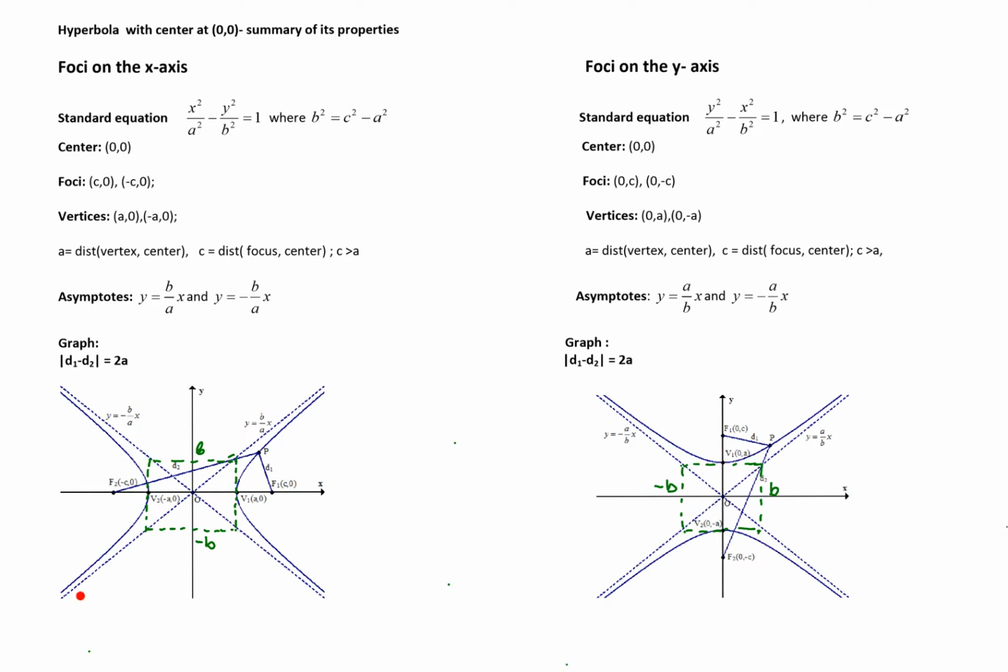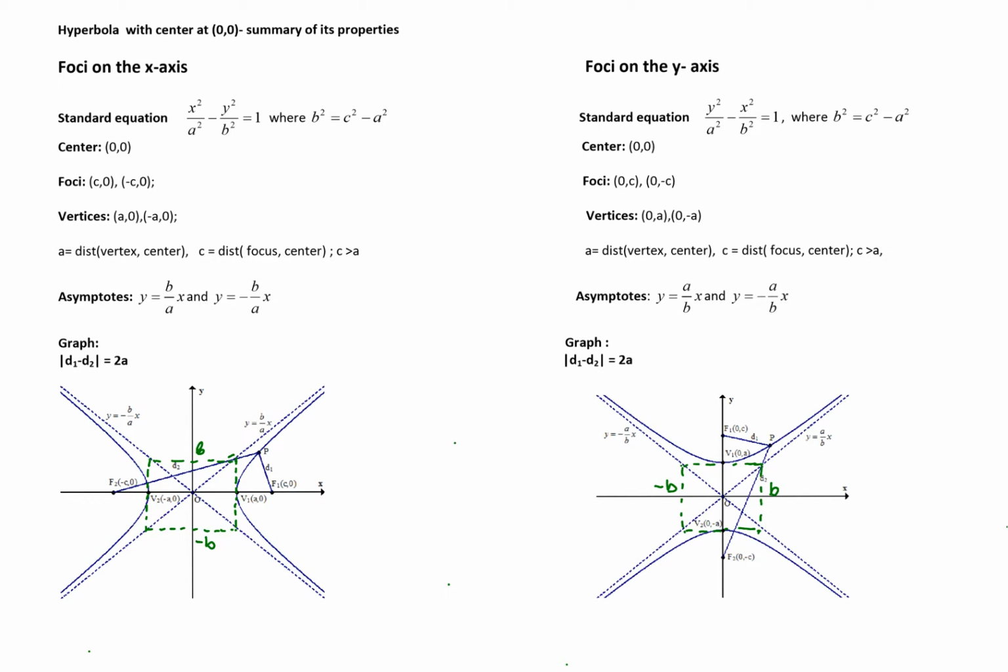The graph has asymptotes with the equations y equals b over a x and y equals negative b over a x, and those asymptotes are obtained as the extensions of the diagonals in the rectangle that is formed by going through the points b and negative b on the y-axis and a and negative a on the x-axis, and having sides that are parallel to the x and y-axis.